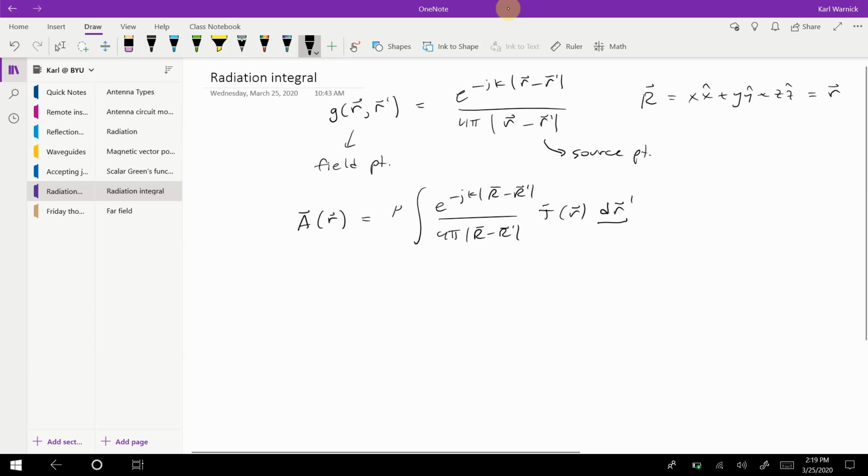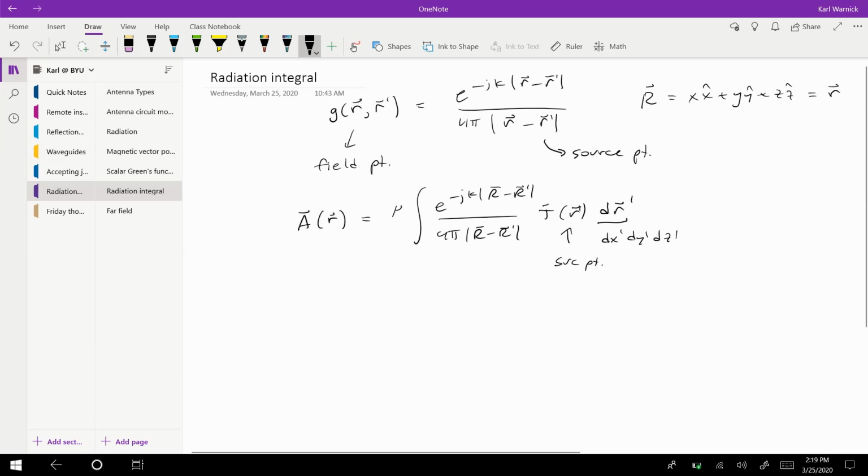Now this is a bit complicated. That actually stands for dx prime, dy prime, dz prime. What we're doing is we're integrating over all possible values for the source point, since there's a prime here. Okay? Now things just got complicated here.